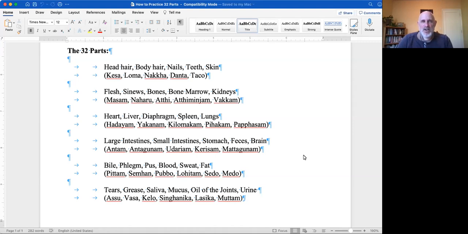Head hair, body hair, nails, teeth, skin, flesh, sinews, bones, bone marrow, kidneys, heart, liver, diaphragm, spleen, lungs, large intestine, small intestine, stomach, feces, brain, bile, phlegm, pus, blood, sweat, fat.